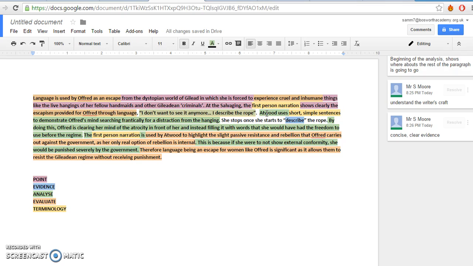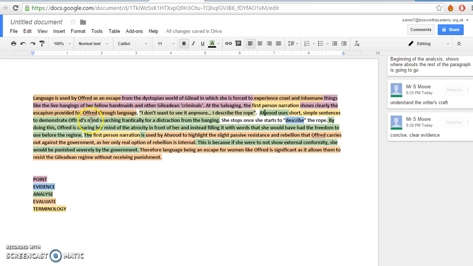And I think something that people struggle with is understanding the writer's craft. But to say Atwood uses short simple sentences and other terminology, it just shows that you understand that this is crafted, right? That the writer has made these decisions consciously.